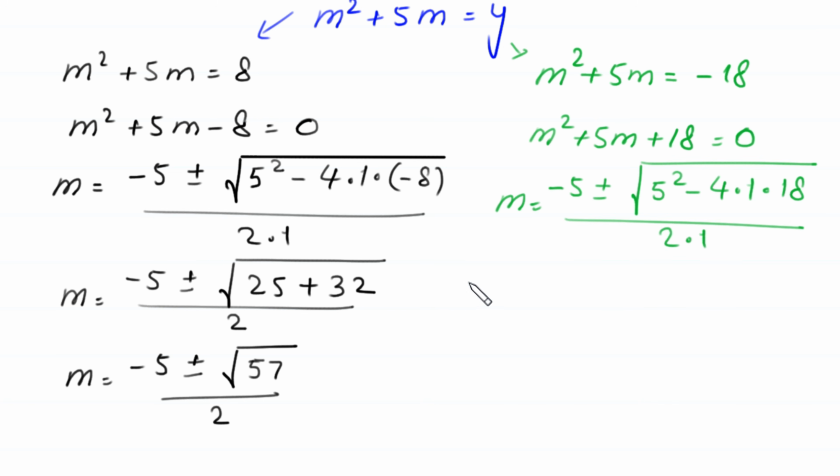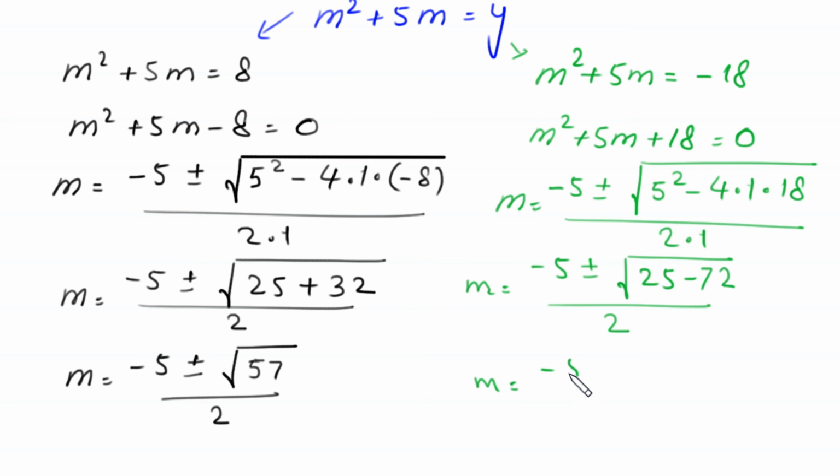Next, m is equal to negative 5 plus minus square root of, this 5 squared will become 25. Negative 4 times 1 times 18 will become negative 72, divided by 2 times 1, 2. And m is equal to negative 5 plus minus square root of, this 25 minus 72 will become negative 47, divided by 2.